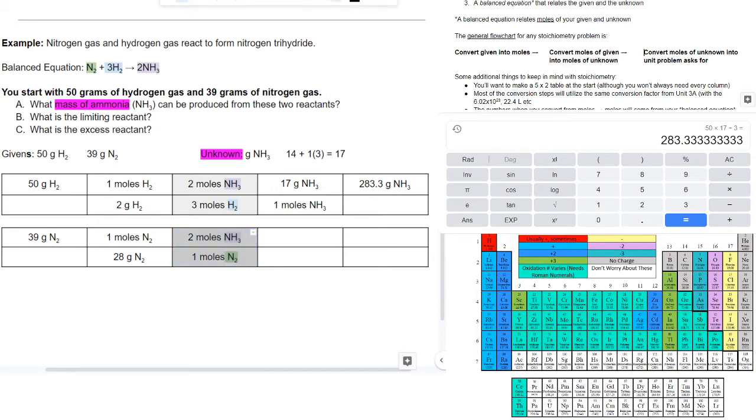And then the last step of stoichiometry is to convert our moles of unknown, so that's moles of NH3 on the bottom, into the unit the problem asks for, which is the same unknown as the first one, grams of NH3. This last step is going to look exactly the same for both of them. And so now we'll plug that into the calculator. So we get 47.4 grams of NH3.